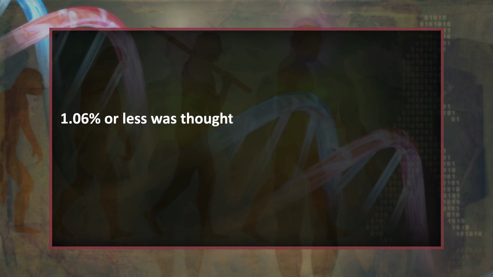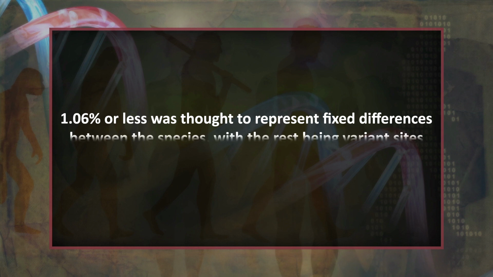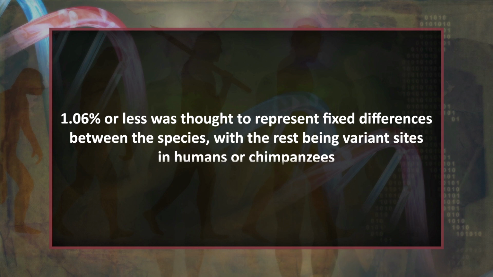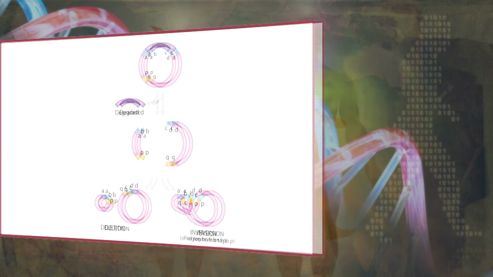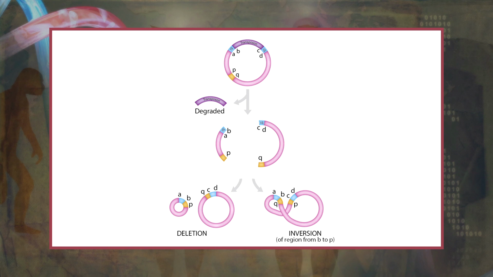Of this, 1.06% or less was thought to represent fixed differences between the species, with the rest being variant sites in humans or chimpanzees. Another type of difference called indels, that is insertions or deletions, accounted for many fewer differences, 15% as many, but contributed 1.5% of unique sequence to each genome, since each insertion or deletion can involve anywhere from one base to millions of bases.